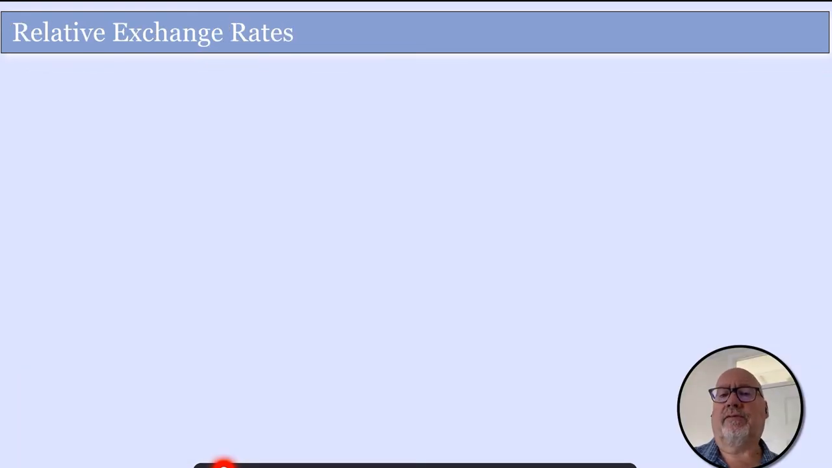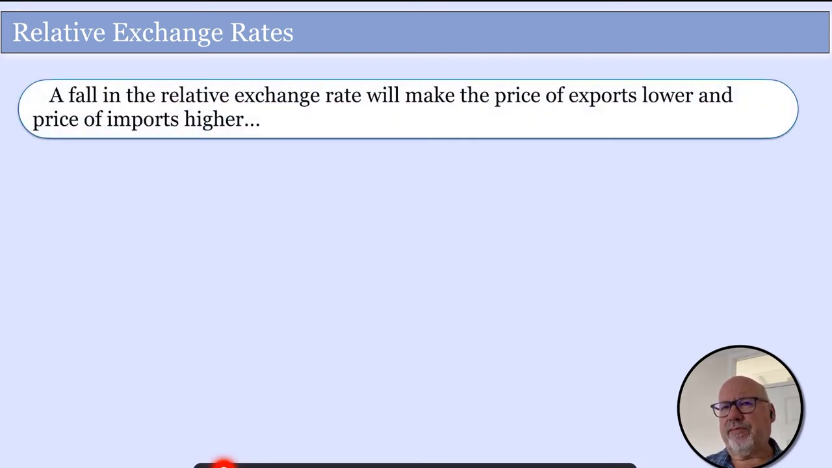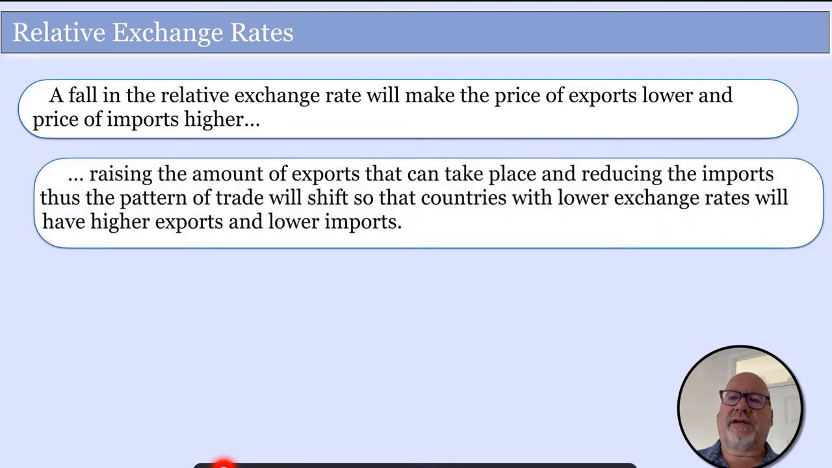And lastly, relative exchange rates. Well, by now, I hope you know if there's a fall in the exchange rate, the price of exports is lower, the price of imports is higher, raising the amount of exports. Your export prices can come down, therefore you're going to sell more of those exports. You're going to bring in fewer imports because the price of imports is higher, so it raises the amount of exports and reduces the amount of imports.